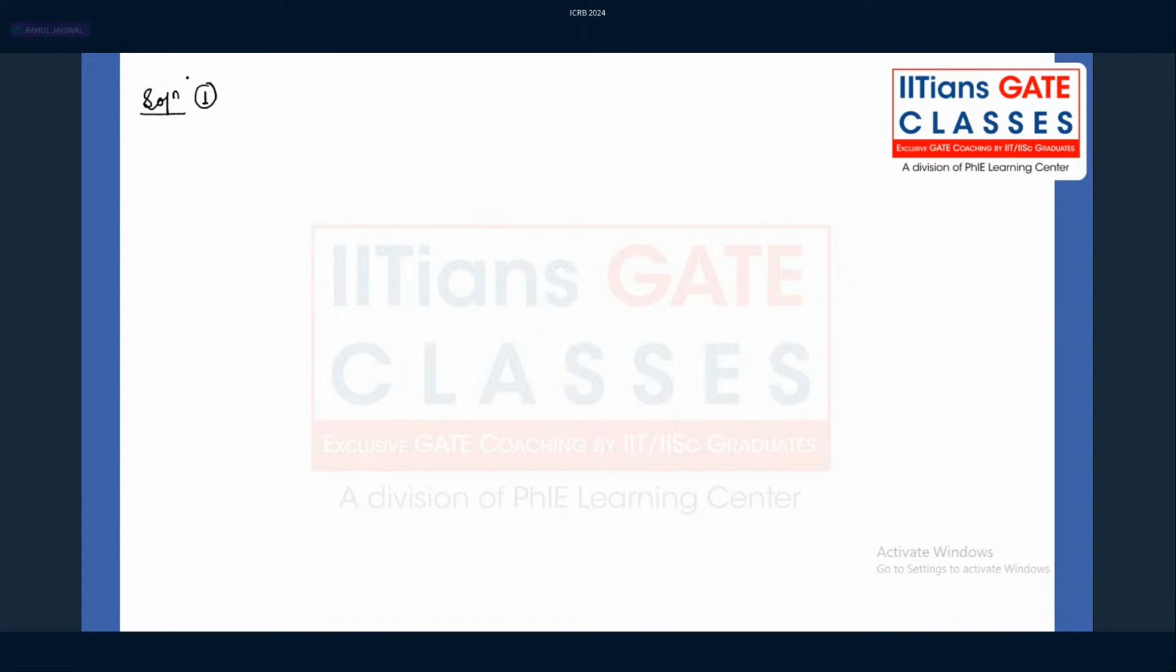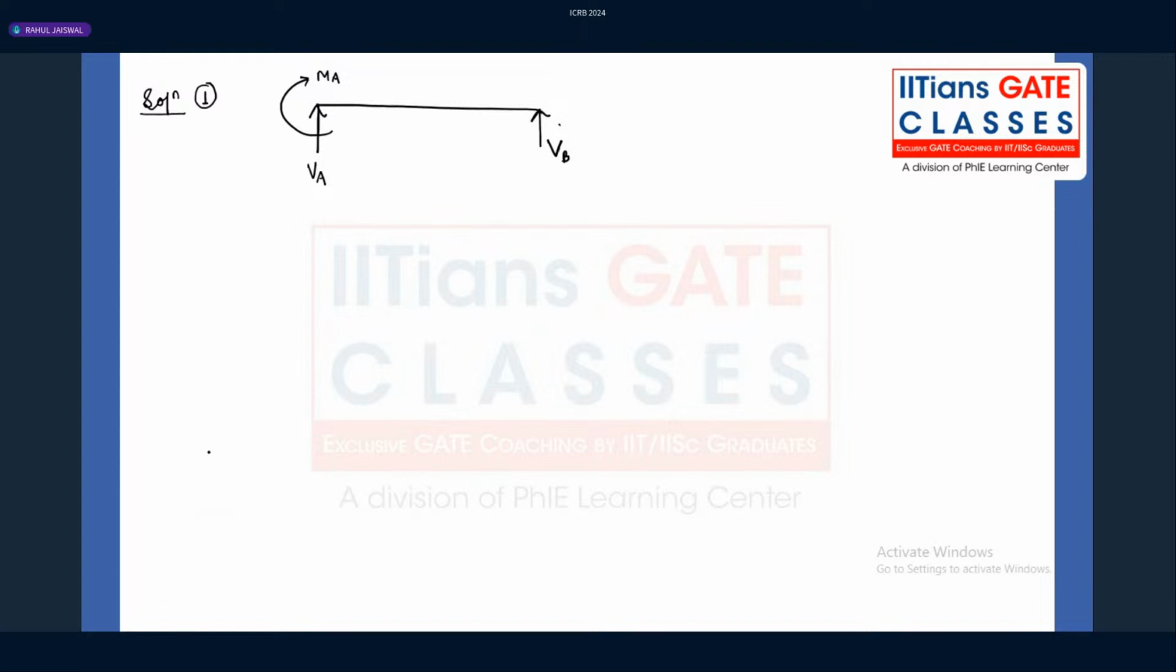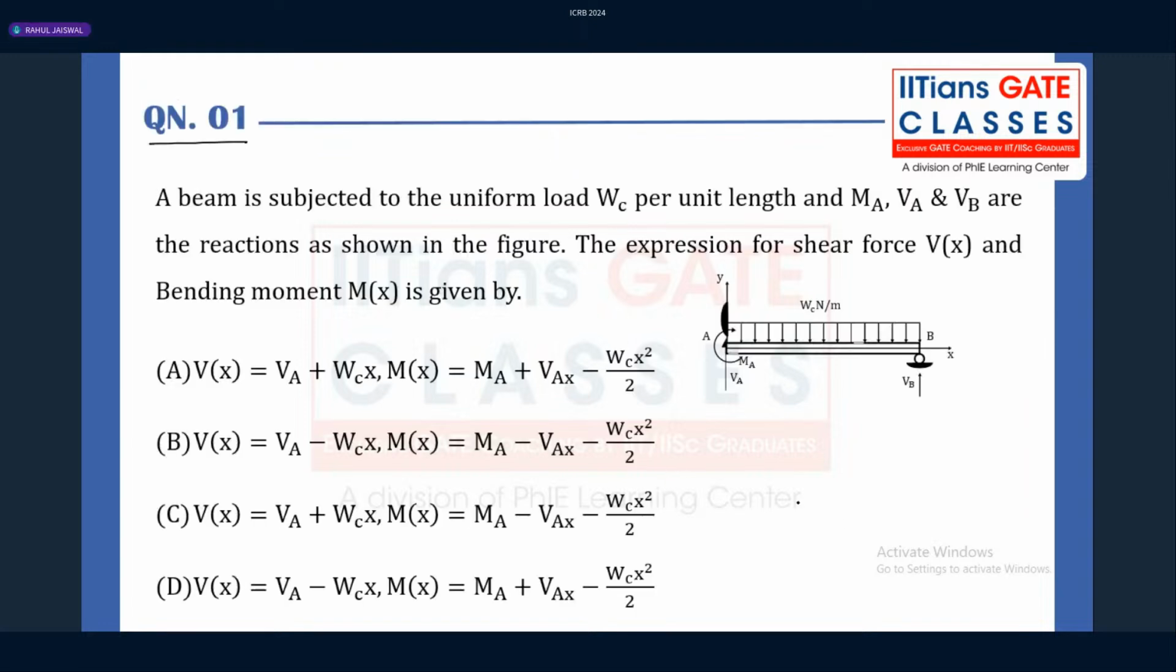Solution for question number one. Here, if you see, we have the reaction forces. First of all, the reaction force VA, and there is a bending moment MA, and there is a prop reaction which is nothing but VB. Then we have this UDL, which is an external load, WC Newton per meter. And the length of the beam, you can consider as capital L, for example.